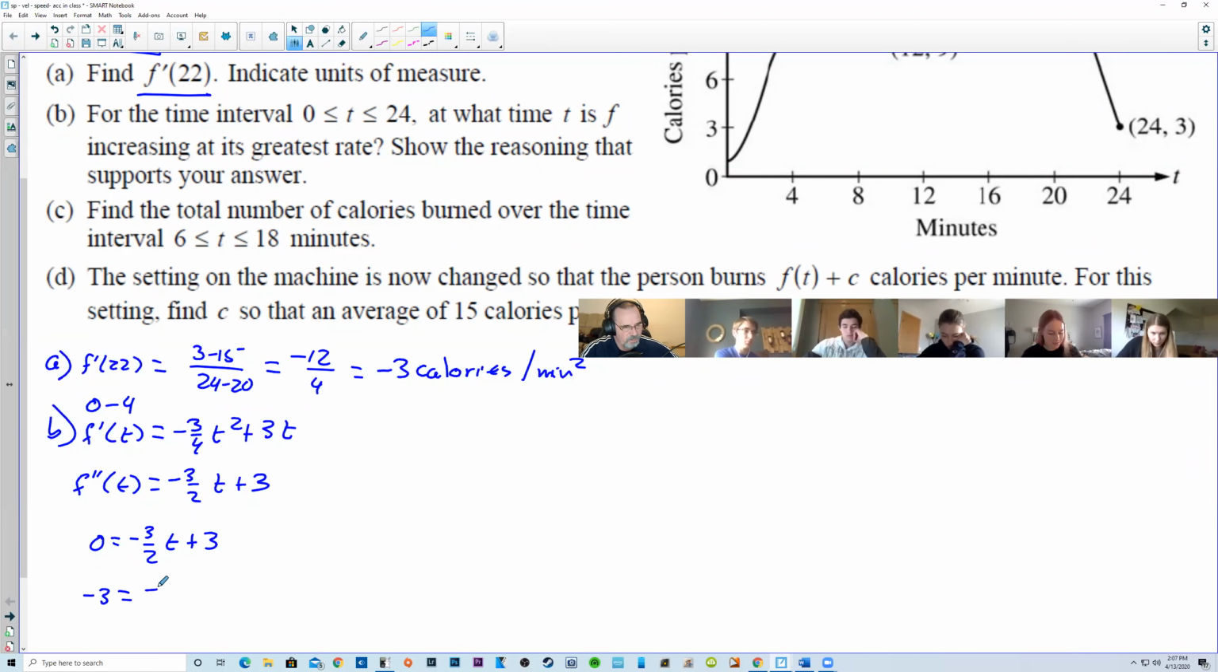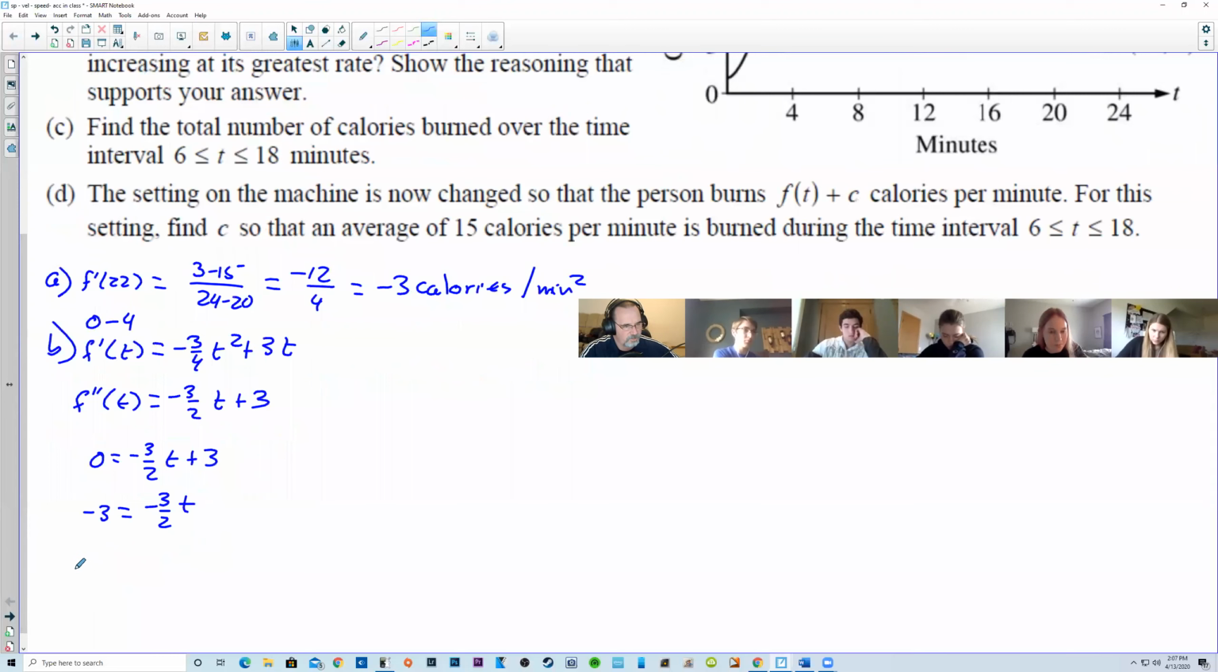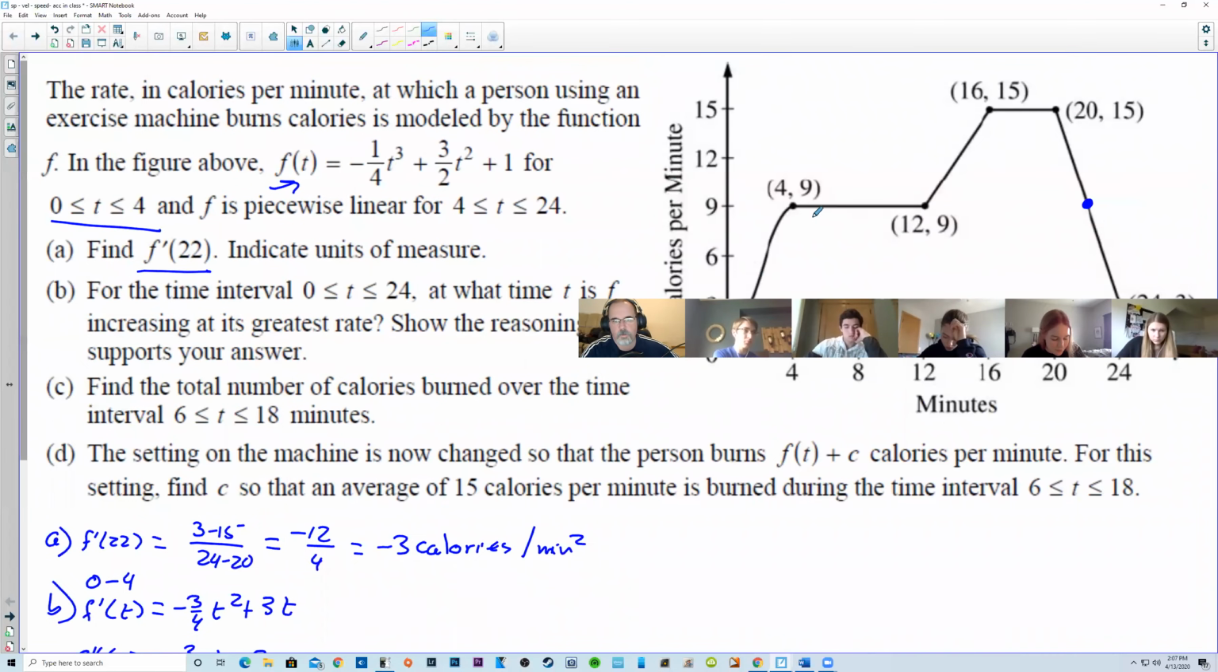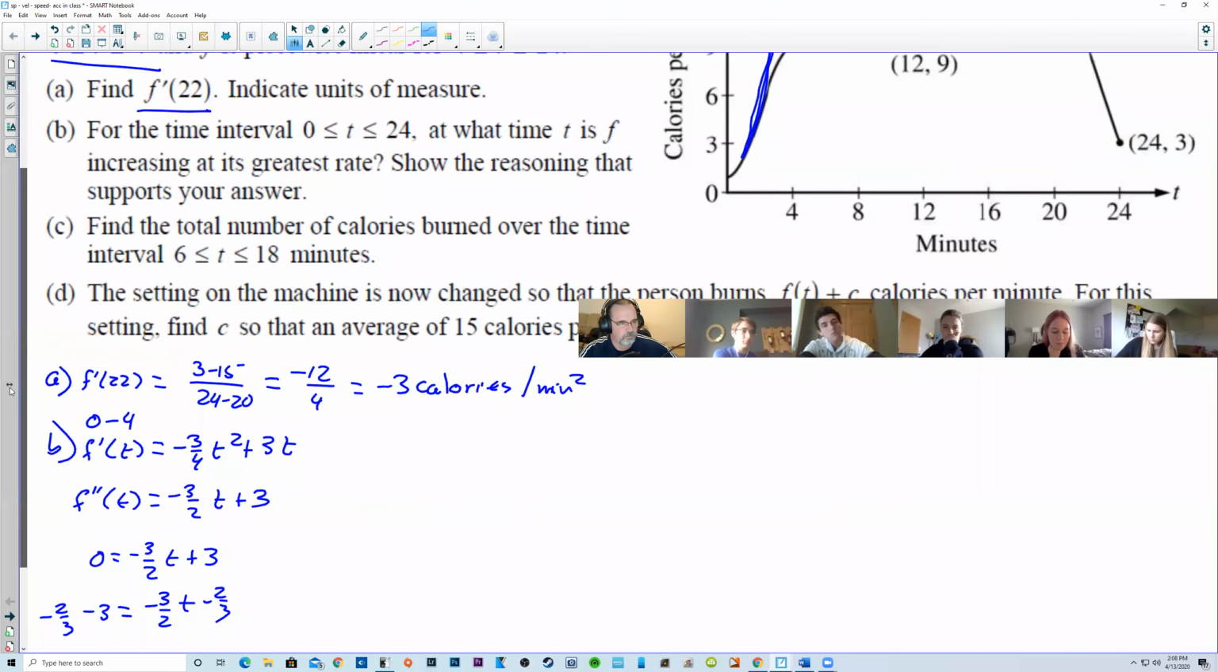Negative 3 equals negative 3/2 t. So t, we're going to multiply by negative 2/3. So t equals 2. That's where the slope is at its greatest, right here at 2. Now there's another place where the slope could be greater. It certainly doesn't look like it, but you can't assume that they've drawn all of this to scale.